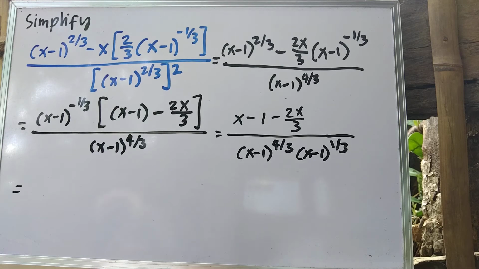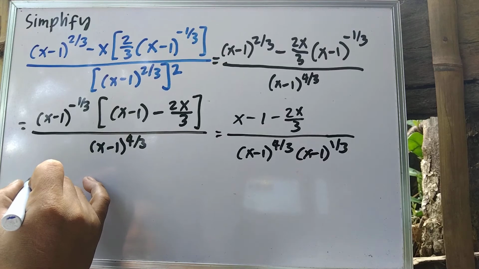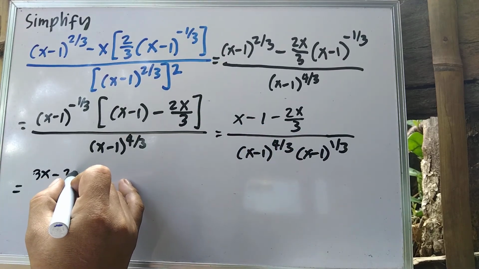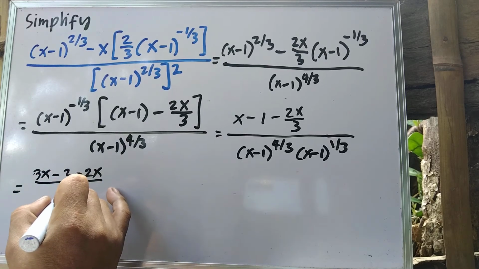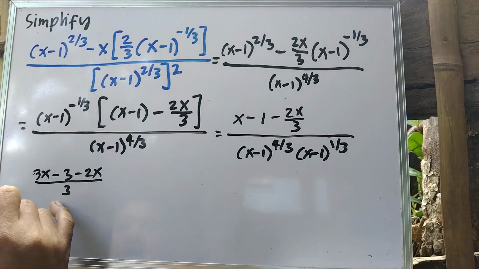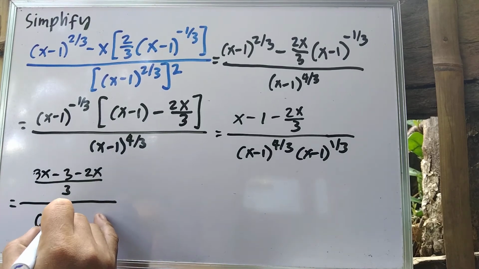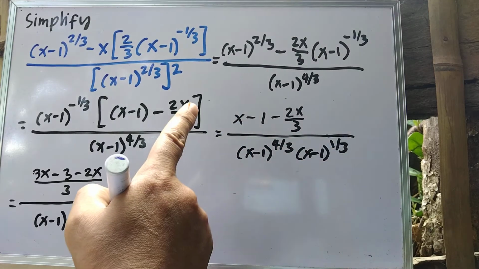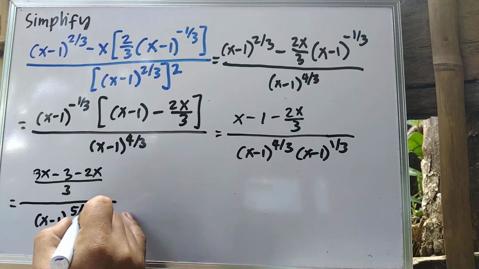So, that is x times 3, you have 3x. Negative 1 times 3, minus 3, minus 2x all over 3. Then, you have x minus 1. What is 4/3 plus 1/3? You have 5 over 3.